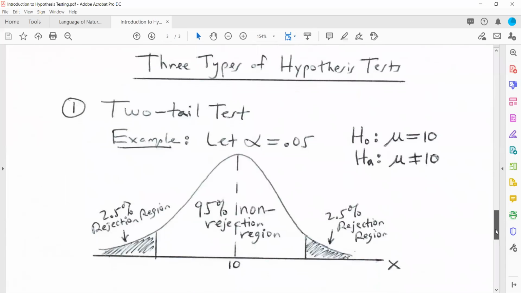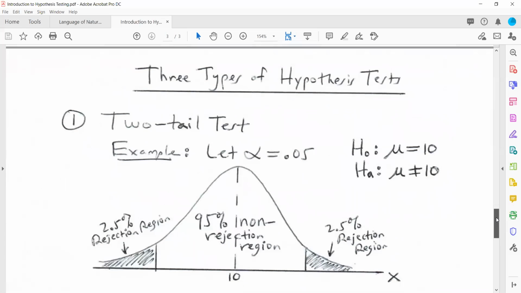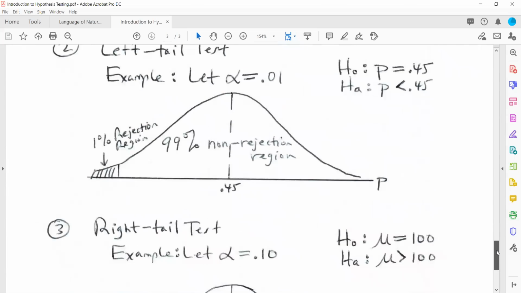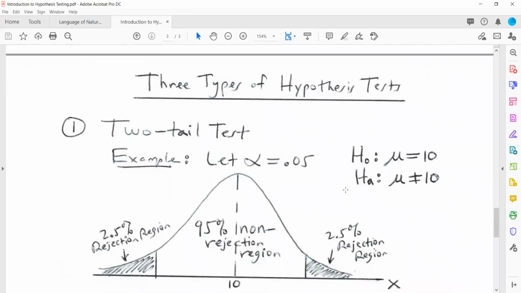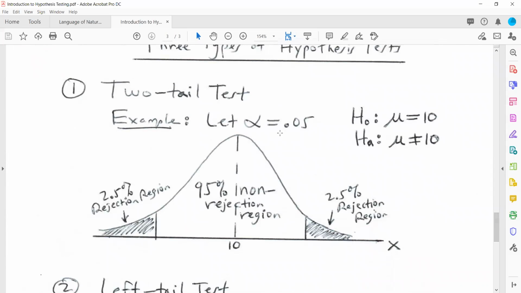The last thing I mentioned, and we'll go into more detail on Wednesday, is the 3 types of hypothesis tests. They correspond to the 3 types of alternative hypotheses we can have: not equal to, less than, or greater than. So the alternative hypothesis determines which of these 3 types of tests we will do. In this handout, I mentioned that we select our alpha up front.